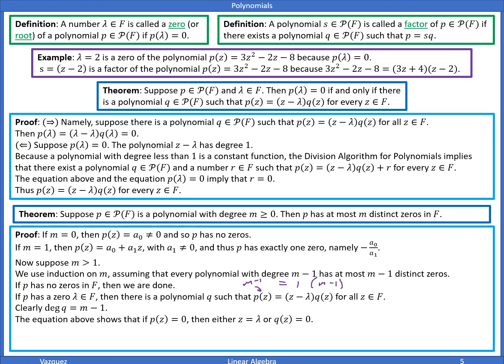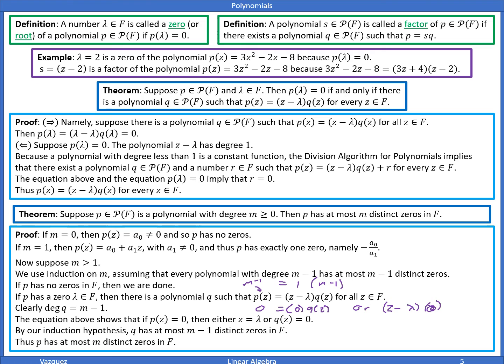Okay, so the equation above shows that if p of z is equal to 0, well then either z has to equal lambda or q of z has to be the 0 polynomial, right? To make the equality true. If this is 0, then this either has to be equal to 0 times q of z, or z minus lambda times 0. So by our induction hypothesis then, q has at most m minus 1 distinct zeros in F. Therefore, p has at most m distinct zeros in F. And we're done.